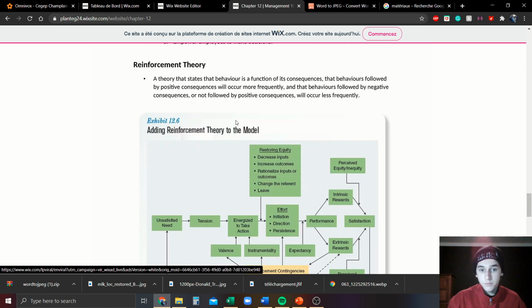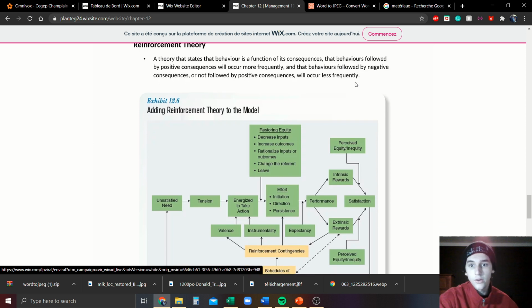Now for the reinforcement theory, I'll go through it very quickly. It is a theory that states that behavior is a function of its consequences, that behaviors followed by positive consequences will occur more frequently, and that behaviors followed by negative consequences or not followed by positive consequences will occur less frequently. So it's just a way of saying that if you work positively and bring positive consequences to your work, it will bring fewer negative consequences.